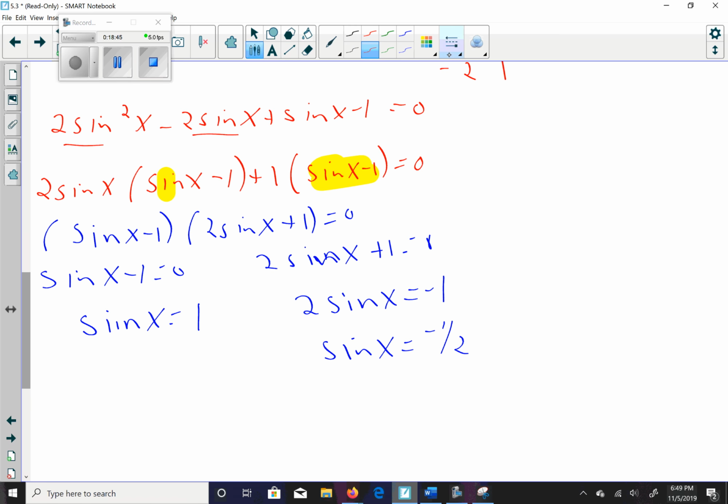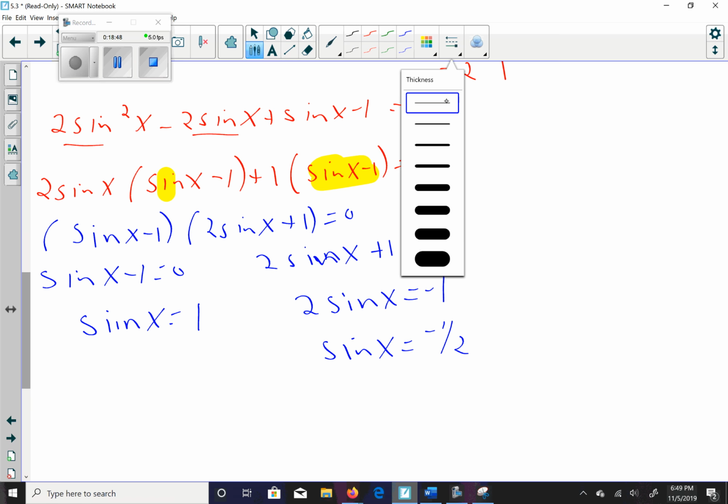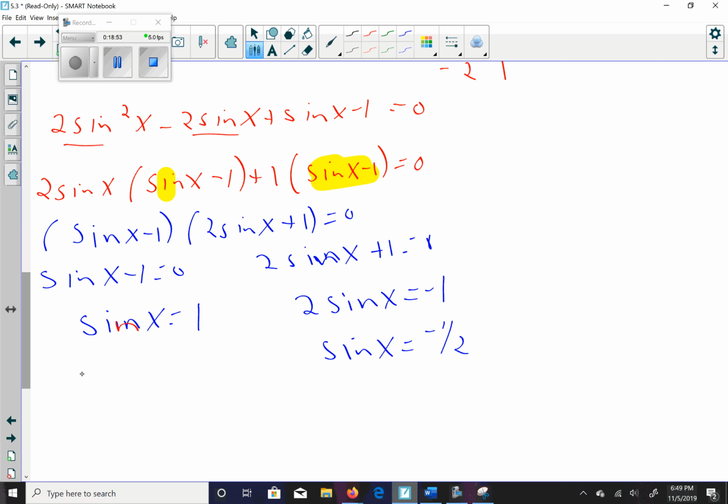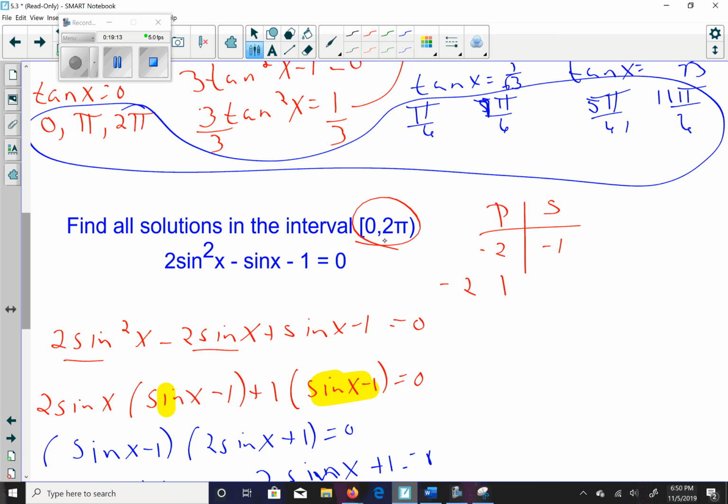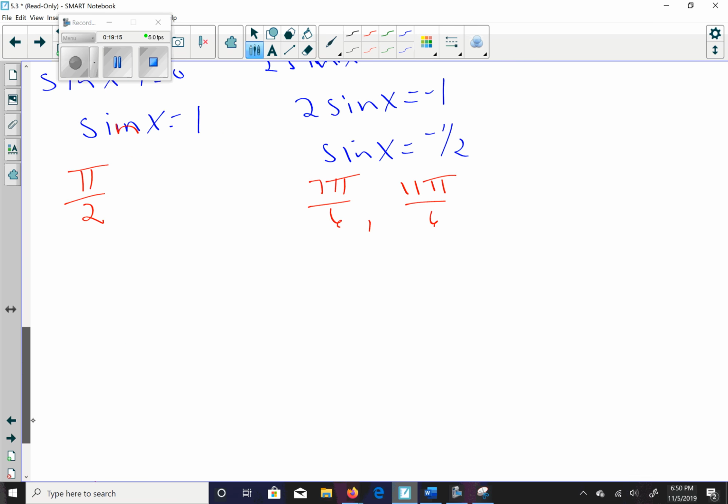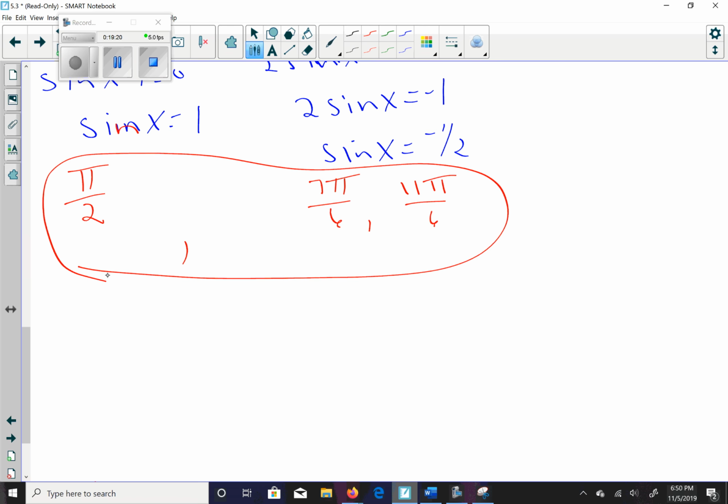Asking myself, when is the sine of x equal to a positive 1? That is going to be pi over 2. When is the sine of x equal to -1/2? That's going to be 7 pi over 6 and 11 pi over 6. Going back up here to check my interval, it just wants one lap around the unit circle. So these 3 values are my answer.